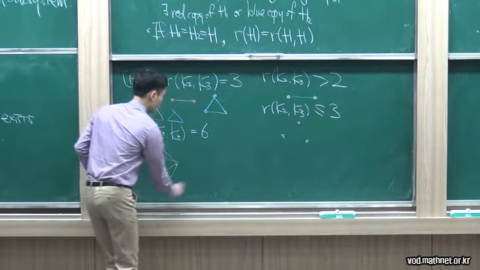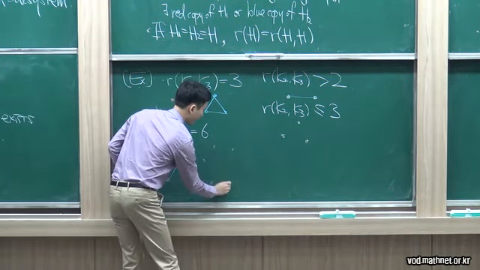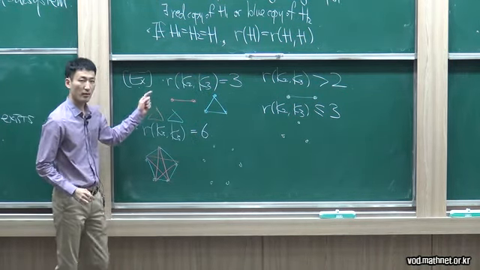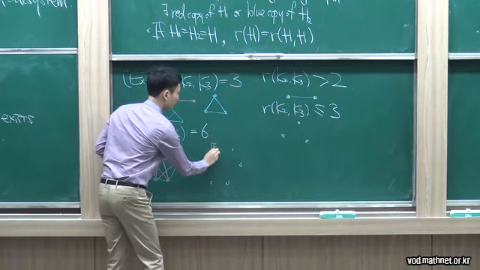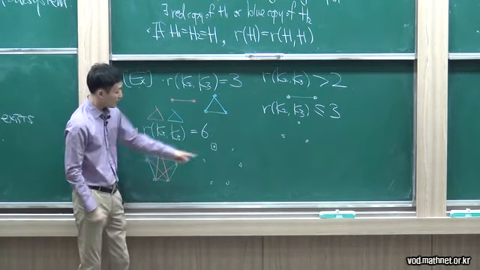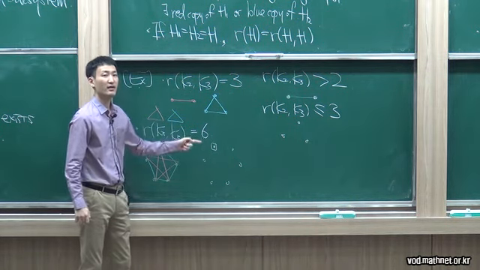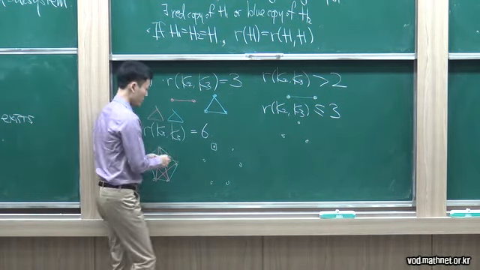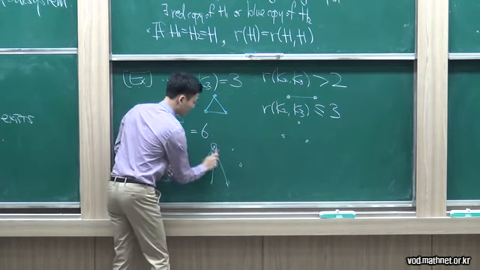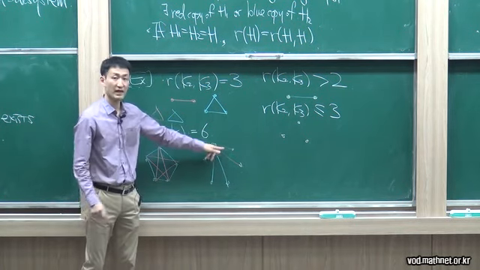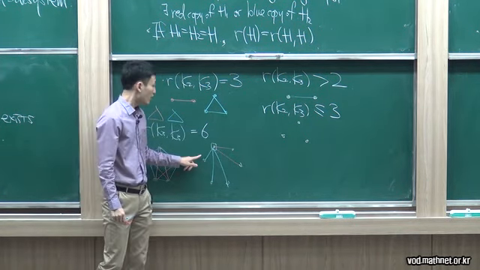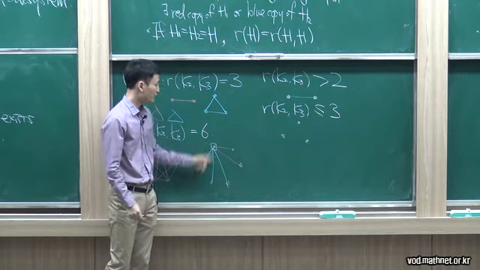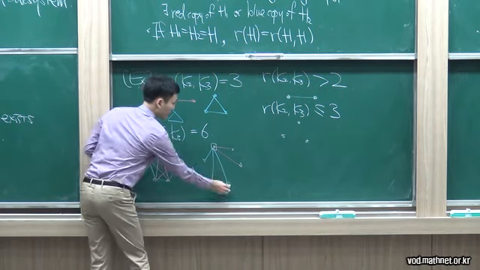What about for 6 vertices? Now it's not as clear as this one, but once you've seen it, it's quite easy to see what should happen. So fix one vertex. I have to show you no matter how you color it, there exists a red triangle or a blue triangle. So let's just look at the edges incident to this vertex. There's 5 of them. By the pigeonhole principle, at least 3 have to be of the same color. In this picture, I have 3 blue neighbors. So let's just focus on these 3 vertices.